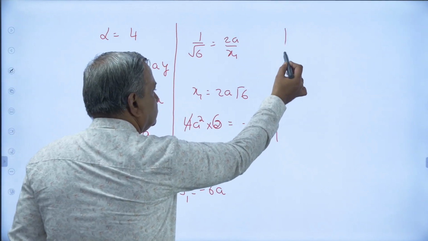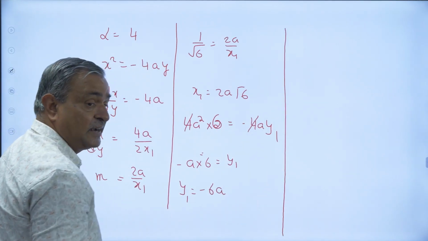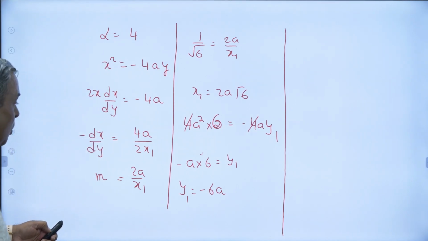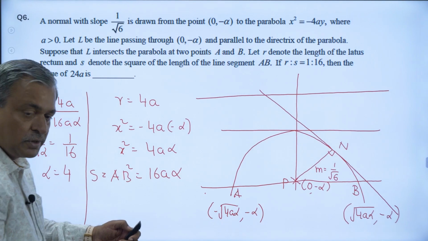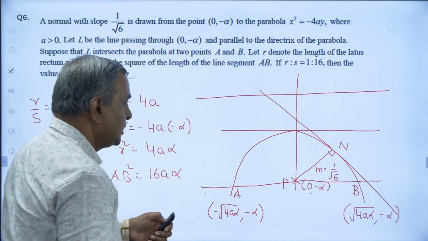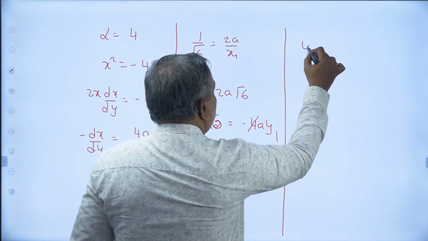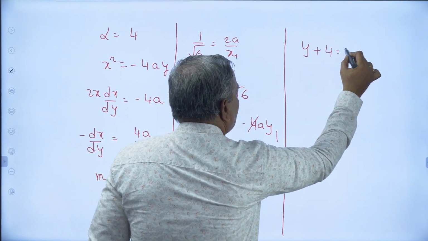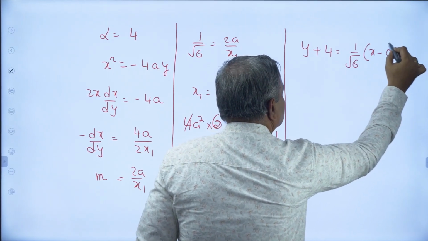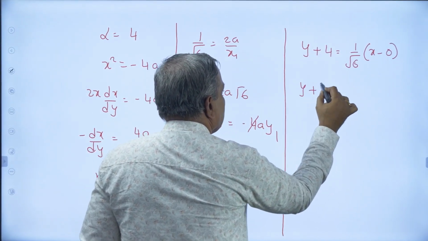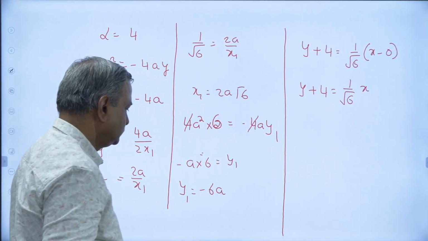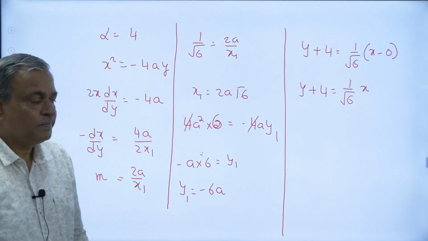Now, tangent equation is what? We got alpha value already, 4. What is the normal equation? I'm saying sorry, normal. Normal equation is what? Normal equation will be y plus 4, what is the slope, 1 by root 6 into x minus 0. That's the normal equation: y plus 4 is equal to 1 by root 6 into x. Clear? This is the normal equation.